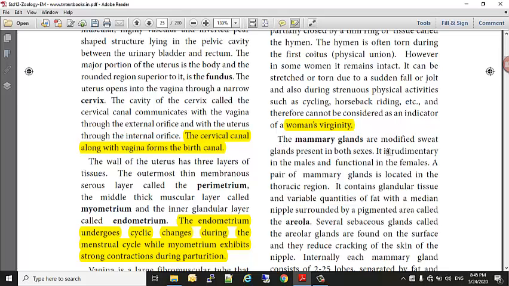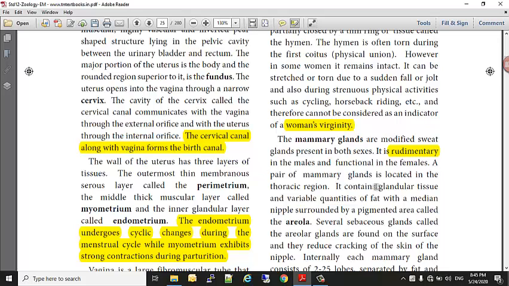Next, the mammary glands are modified sweat glands present in both sexes. It is rudimentary in males. Rudimentary means it is not functional. Though it is present, it does not have any functional aspect in males, and it is functional in females.